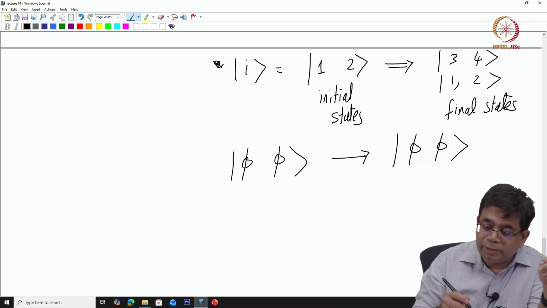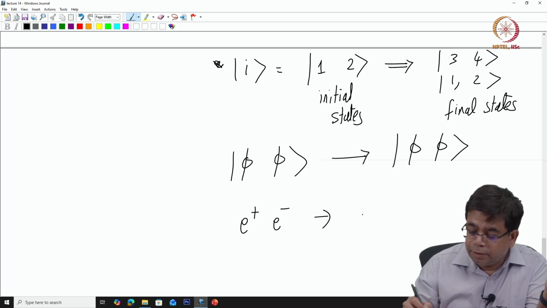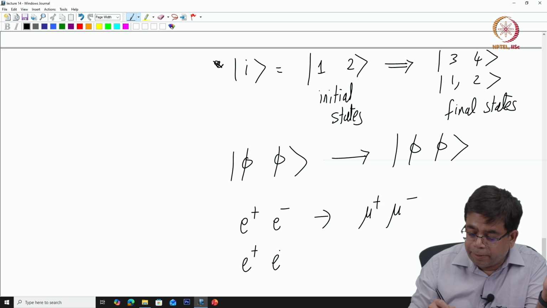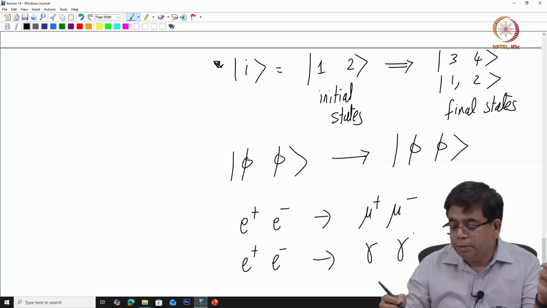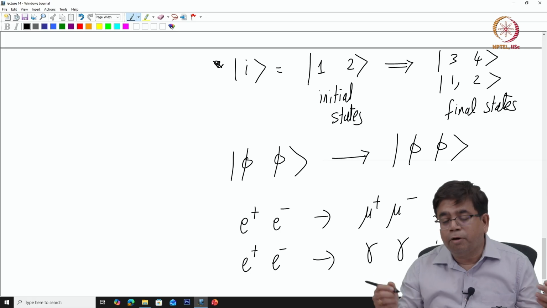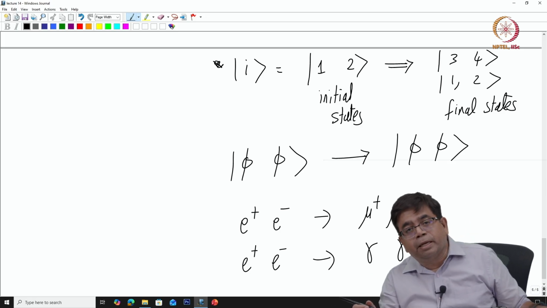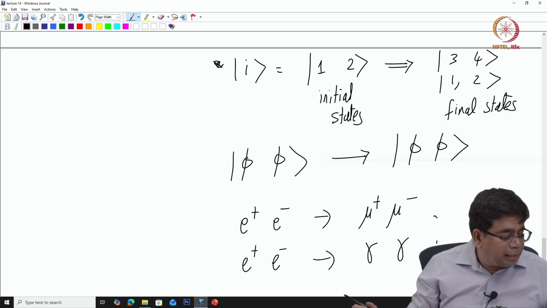Other examples, if you have fermions, say for example e plus e minus going into mu plus mu minus, or e plus e minus going into fermions, or it could go into photons and so on. So you can have Compton scattering, Rutherford scattering, and various other examples which you can think about.